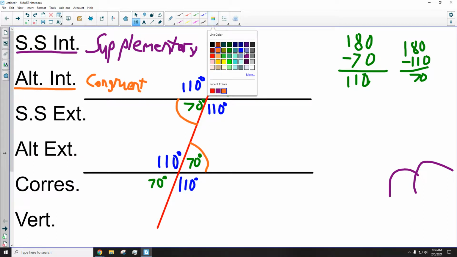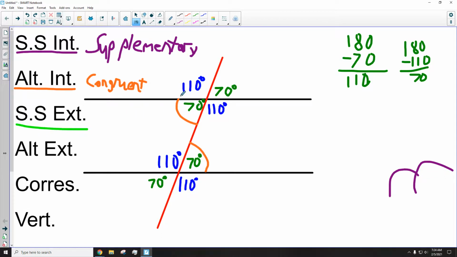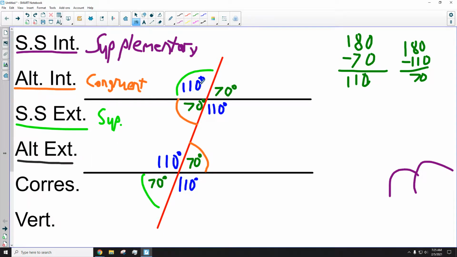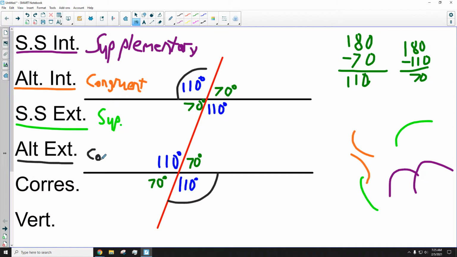All right, let's go on to the same side exterior. So we're looking at this angle and this angle. And are they congruent? No. So that makes them supplementary. Alternate exterior. Well, if I move some of these out of the way. Alternate exterior, we can look at this one and this one. And if we notice, they're congruent.